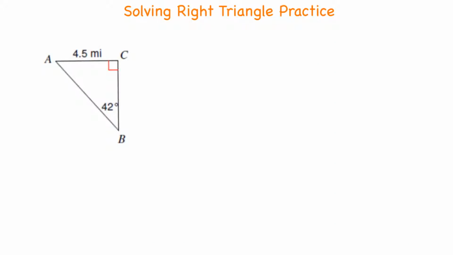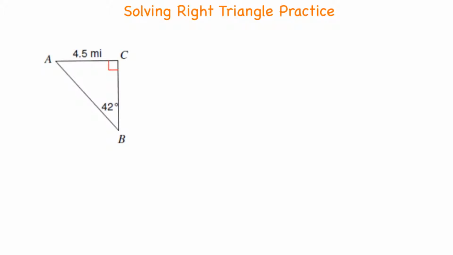Now that we've had some practice with SOHCAHTOA and using the basic trigonometric functions and the inverse of those functions, let's do some practice problems and make sure that we really have the hang of it. Okay, so our goal here is to find everything we possibly can about this triangle, which means we need to know what the length of this side is, what the length of this side is, and what this remaining angle over here is.